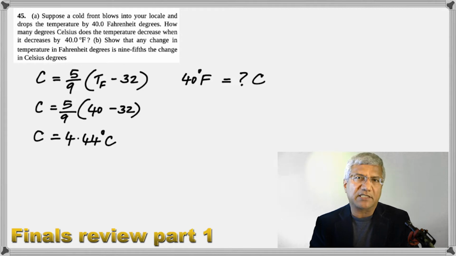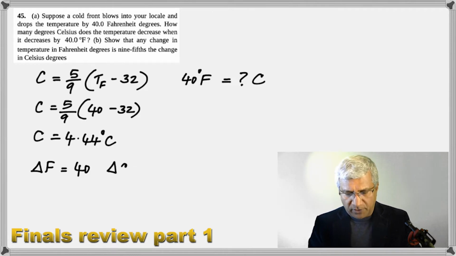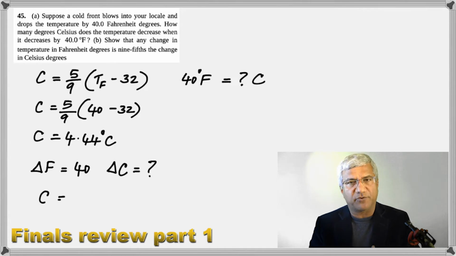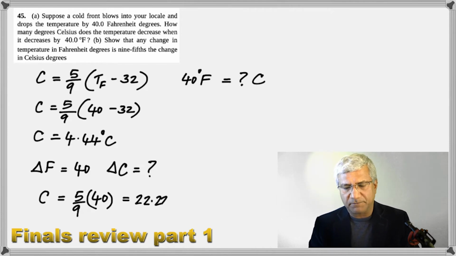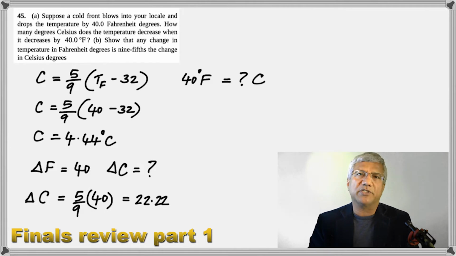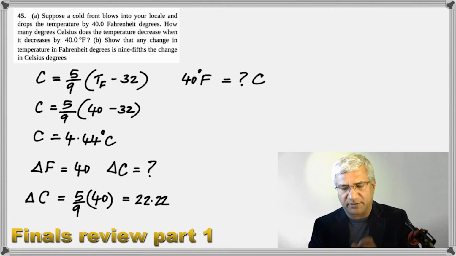But this question is asking about a change. So how much is a change of 40 Fahrenheit? Because we're looking for a change, we neglect the negative 32 part. That's all. We just go, oh, change in Fahrenheit is 40. What's the change in Celsius? All you got to do is multiply by 5, divide by 9, and you would get the answer as 22.22. So a change of 40 Fahrenheit is equal to a change of 22.22. So I hope you notice that difference right there.